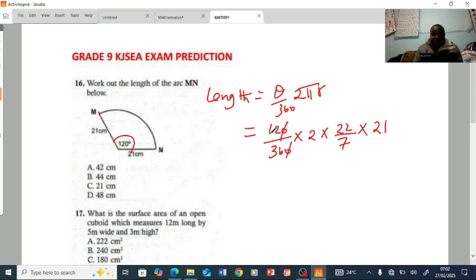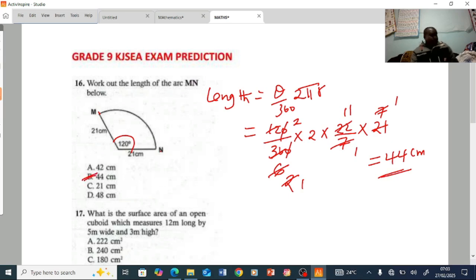Simplifying, 21 goes into 7 three times, and we have 11 times 4. 11 times 4, that is 44 centimeters. So the length MN is 44.